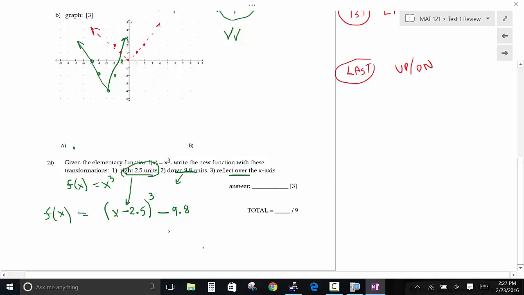All right, and then one more thing. What if I wanted you to reflect it over the x-axis? You put a minus where? There, like that. So it's just testing that you know where these numbers go.